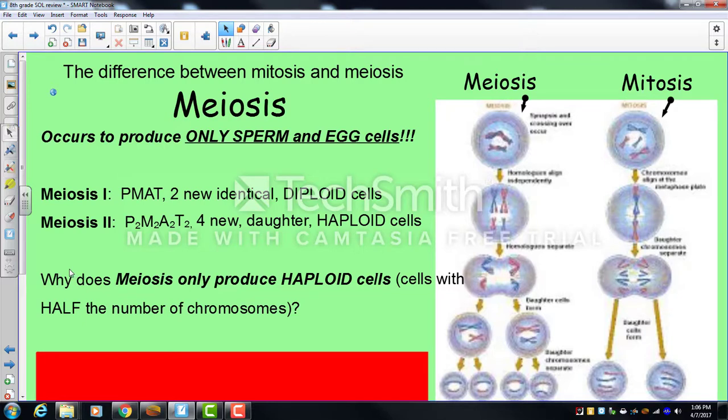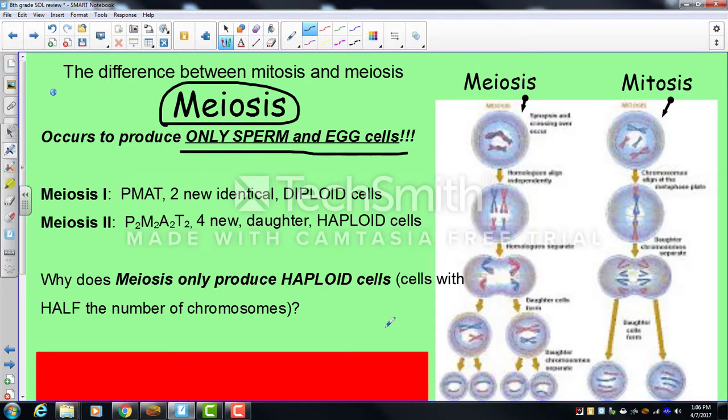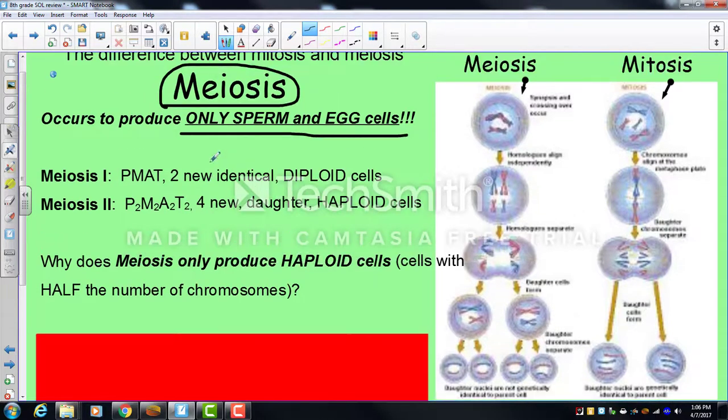Now, not to confuse you, but there is a very special type of cell division that is only for the reproductive cells in your body, and it is called meiosis. Meiosis only occurs in sperm and egg cells, only in reproductive cells. So everything else is mitosis. Meiosis produces sperm and egg cells, and it doesn't just split once, it splits twice. Meiosis one, meiosis two. The good news is the steps are the same: prophase, metaphase, anaphase, telophase, and then prophase two, metaphase two, anaphase two, telophase two.